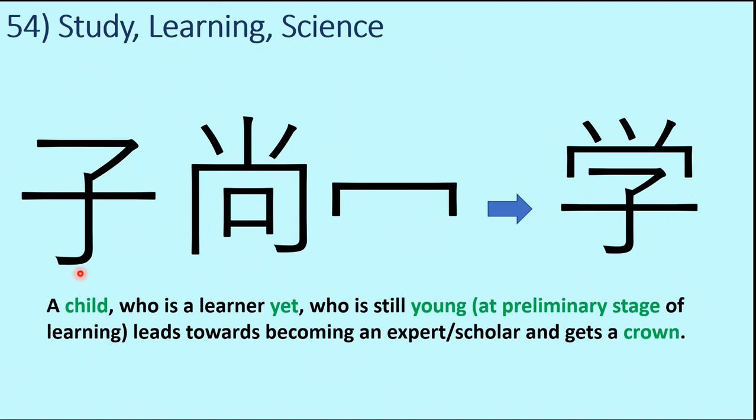And why? What is the logic behind these three constituting characters or radicals? A child who is a learner yet, who is still young or at a preliminary stage of learning, leads towards becoming an expert or scholar and gets a crown. So the green words in this sentence represent these three kanji characters, and combining these we have learning or study or science. So this is how this composite character has been derived.